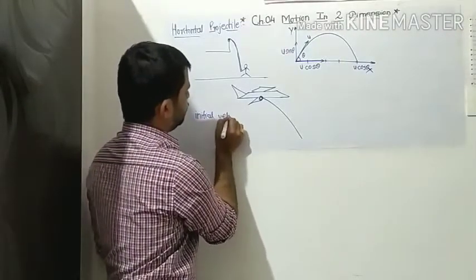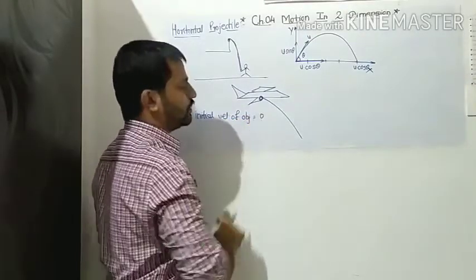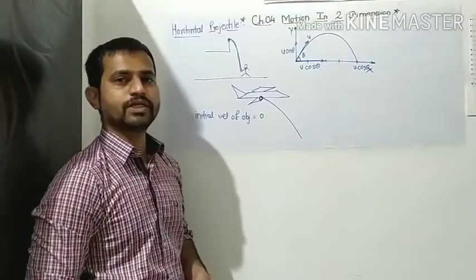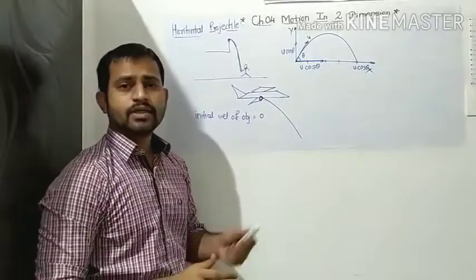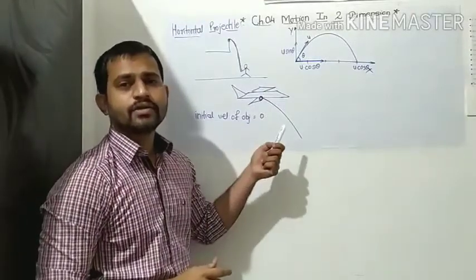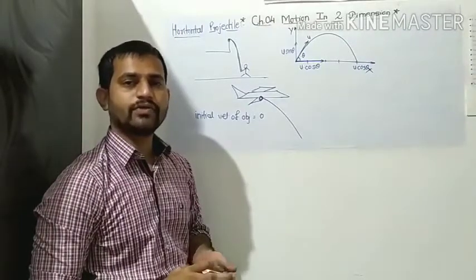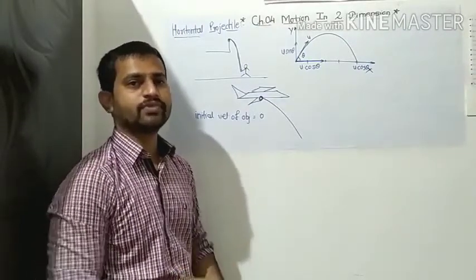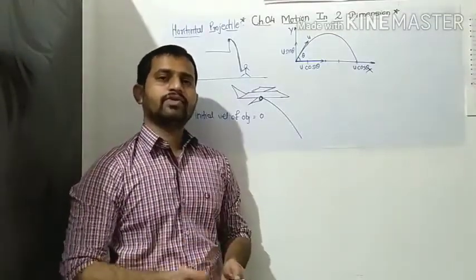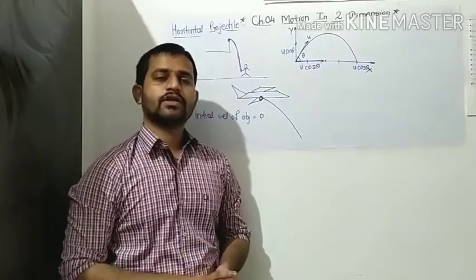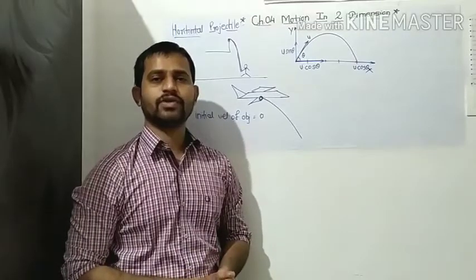Okay, the initial velocity of the object will be equal to 0, and within a fraction of a second it will undergo the force due to gravity. As time goes on, it comes under the effect of the acceleration due to gravity, and it will get accelerated.